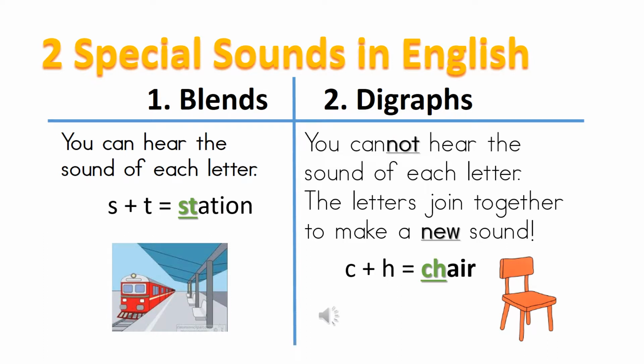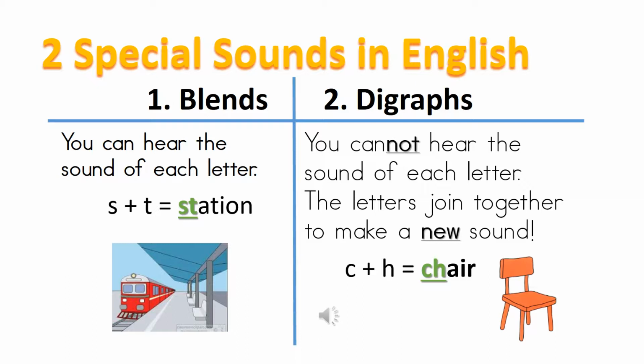In this video, you will have help with two special sounds in English. 1. Blends. 2. Digraphs. Let's start with number 1, blends. When you have a blend at the beginning of a word, you can hear the sound of each letter. For example, in the word station, you hear the S and the T. Station. So that's how you identify a blend. You can hear each letter sound.